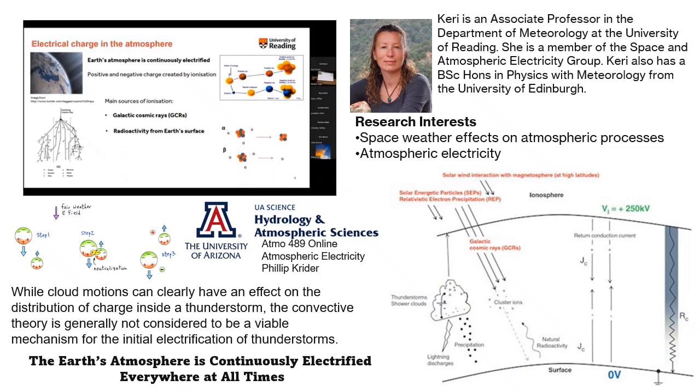The other source of ionization is radioactivity at the Earth's surface. So this is mostly from gamma radiation from the soil. And so this emits ions which can be transported upwards, but they're typically trapped in the boundary layer. So they're stuck in the lowest kilometer of the atmosphere. So this charge is being generated all the time.